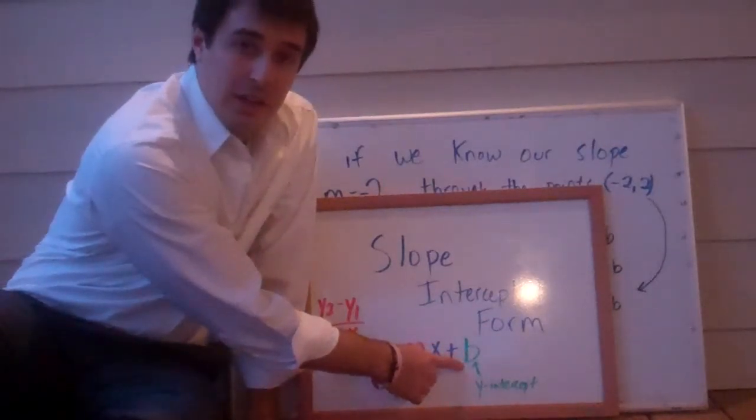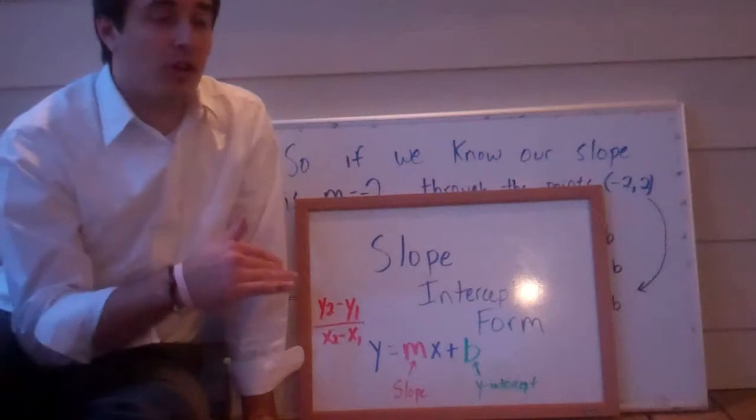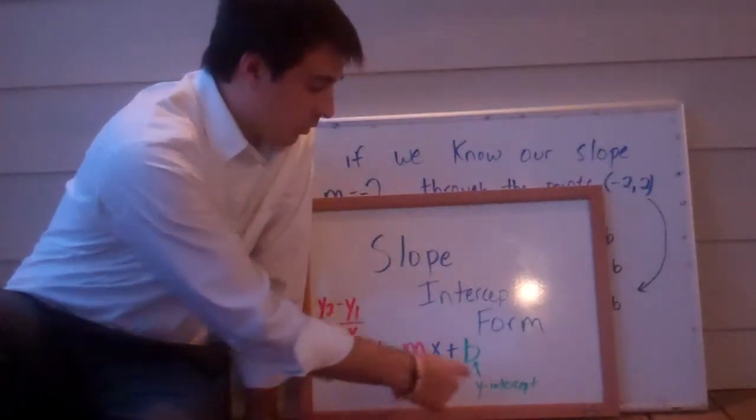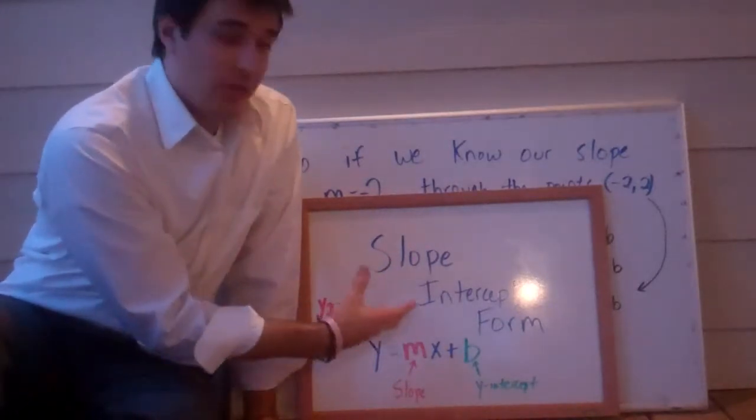The other thing is the y-intercept. This tells us where our line crosses the y-axis. So we need to know both of these things before we can write it in this form. We can solve for both of these in problems like this.